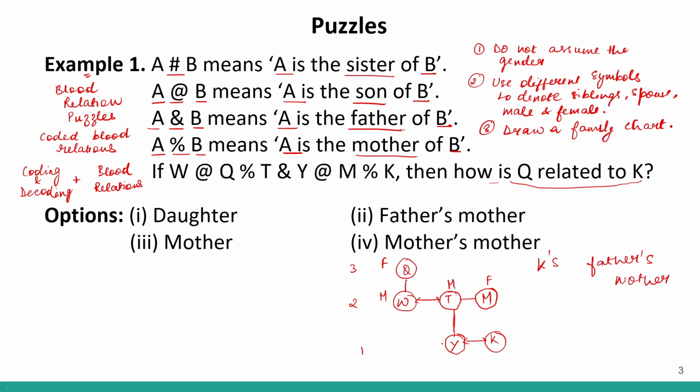Q is K's father's mother, because K's father is T, correct? K's father is T, and Q is the mother of T. So Q is basically K's father's mother. So my answer will be option number 2, father's mother. Okay, clear?